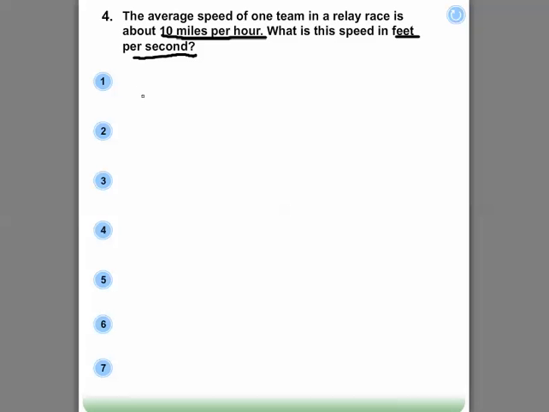So in our original problem, we have 10 miles per 1 hour. But we're not going from miles to feet, we're going from miles to feet and hours to seconds. So we're going to do a single dimensional analysis, and we're going to multiply and get rid of the miles. So we want miles on the bottom so that we can cancel. And we've got feet on the top.